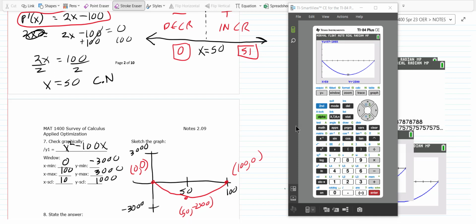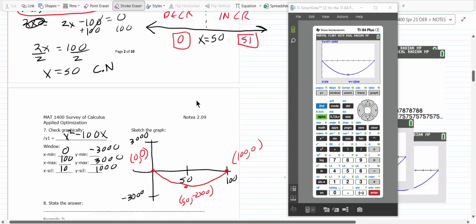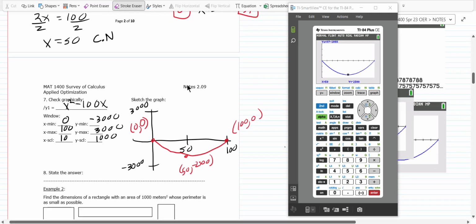Okay, so the purpose of using your graphing calculator is to verify that the minimum is correct. Any questions about what I did on the graphing calculator? What's most important is that you graph the objective function. The objective function is what we did the derivative of. That's what you're trying to verify. Okay, so now we'll just state the answer.